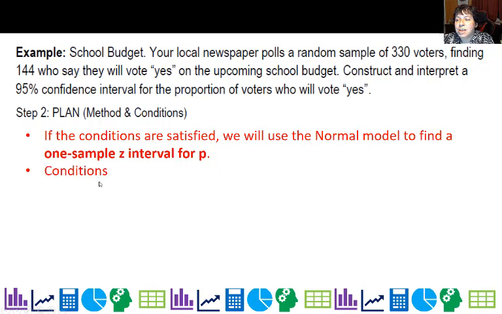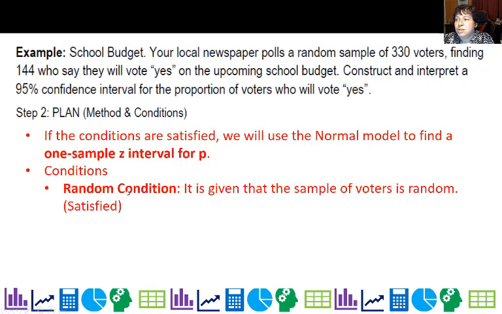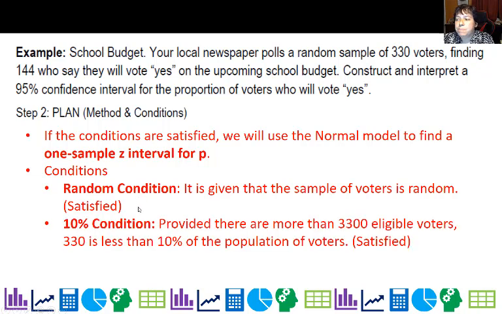What are the conditions again? First one's a random condition. They told you that it's a random sample, so just write down, it is given that the sample of voters is random. So we're satisfied on that condition. 10% condition: provided there are more than 3,300 eligible voters, 330 is less than 10% of the population of voters. So we can say it's satisfied provided that this is true.